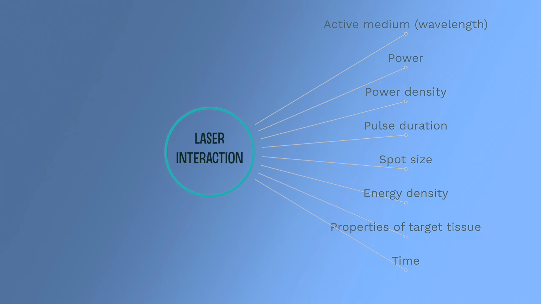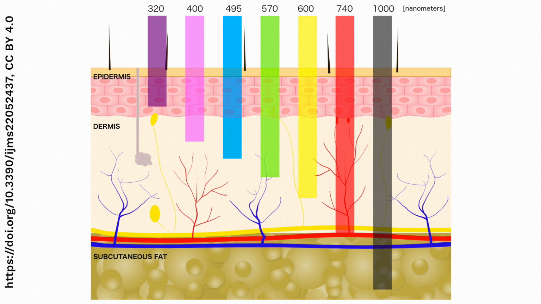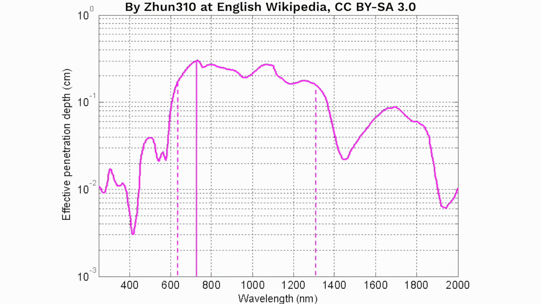When laser energy strikes the tissue surface, that energy can be absorbed, reflected, transmitted elsewhere, or scattered. The kind of interaction that happens depends upon a number of variables, including the active medium, which determines the wavelength of the laser, the power density of the laser, its pulse duration, the spot size used, the fluence or energy density of the laser, the properties of the target tissue, and the duration of tissue exposure. The wavelength of the laser beam determines the degree of tissue penetration, the amount of energy that is absorbed, and the amount that is scattered. Basically, longer wavelengths penetrate more deeply.